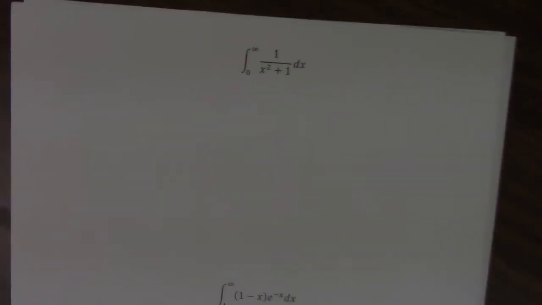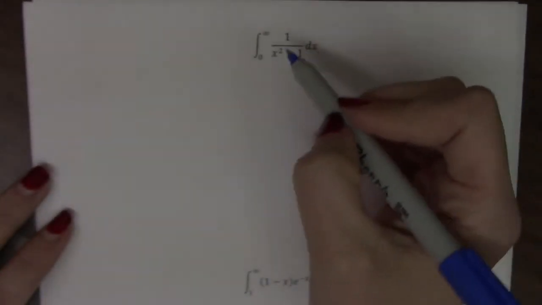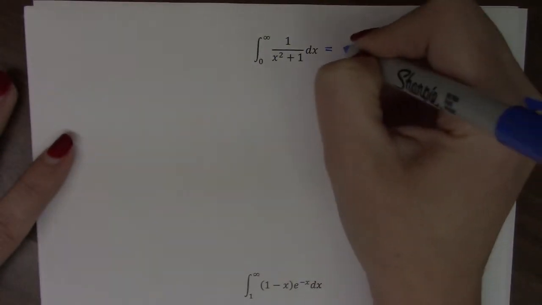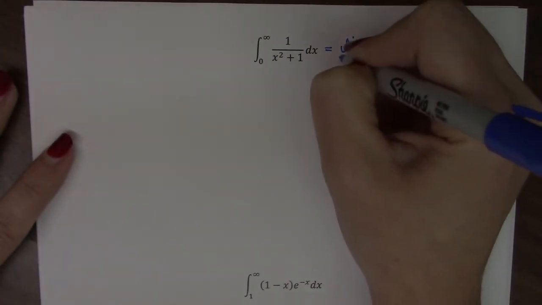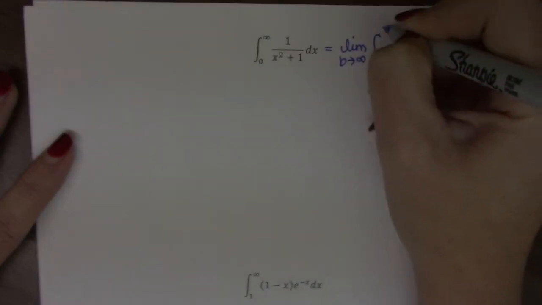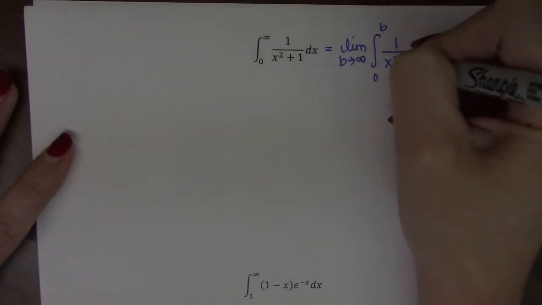All right, let's look at another one. We want to go from 0 to infinity of 1 over x squared plus 1. This is the derivative of arctan, right? But just like before, we need to get rid of the bounds. So we'll say this is the limit as b goes to infinity from 0 to b of 1 over x squared plus 1 dx.